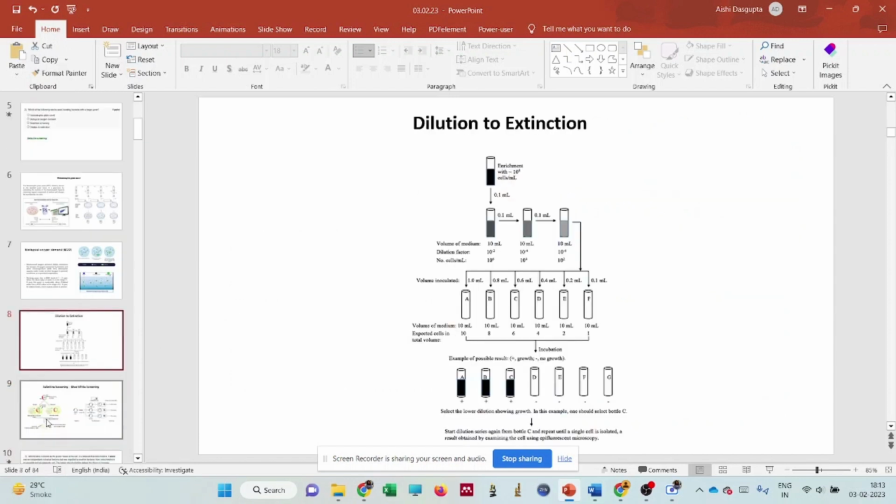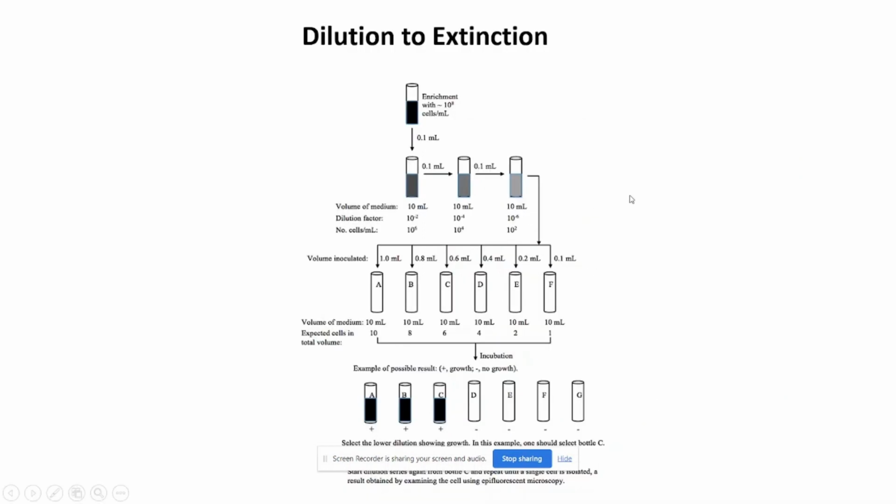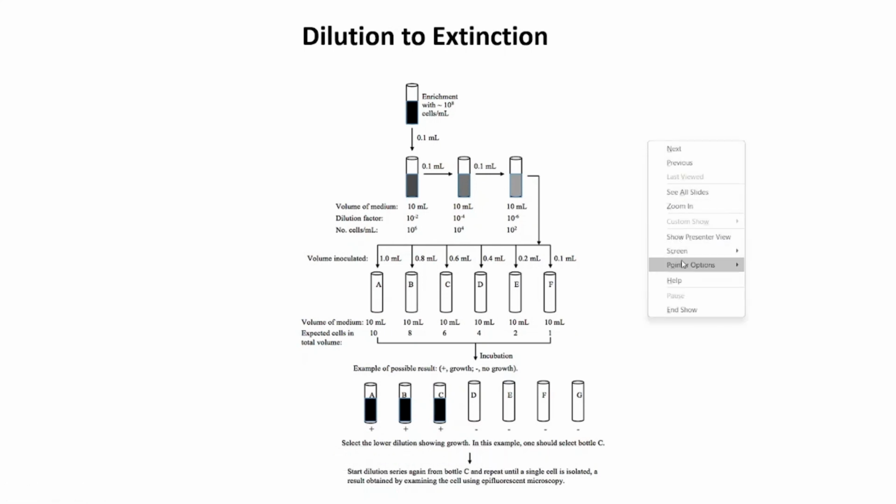And then we move to the other option, dilution to extinction. It is also quite similar to the heterotrophic plate count that we talked about. Here also we are doing serial dilutions. There are dilution factors, and we take the original sample, dilute it, then take some volume and inoculate it in another medium, and then we incubate it to see the kind of growth that happens.